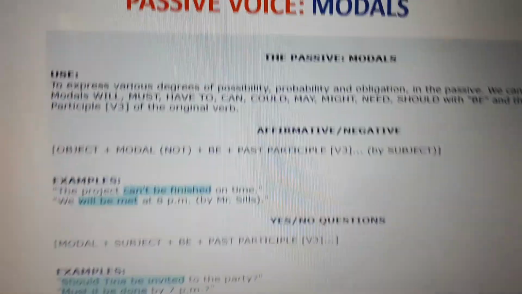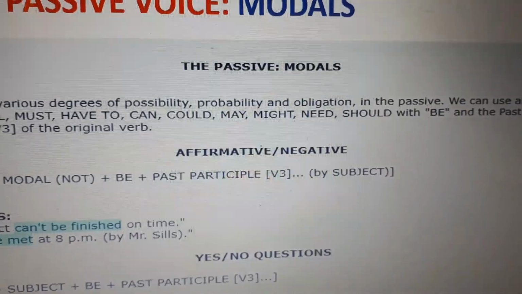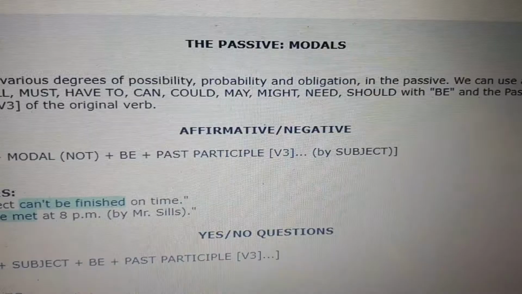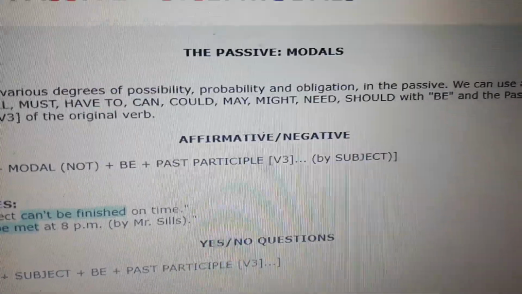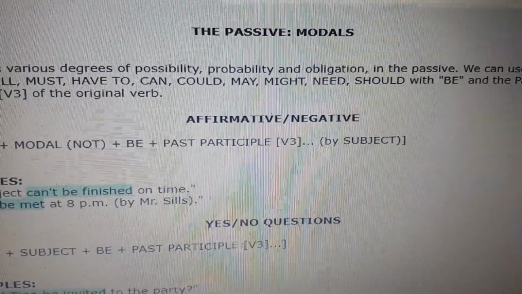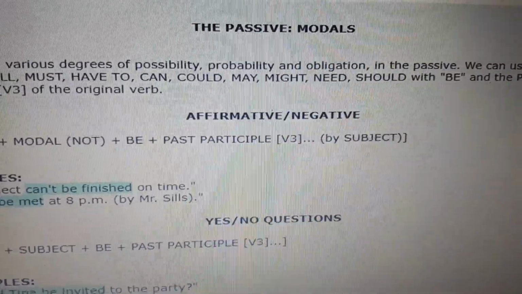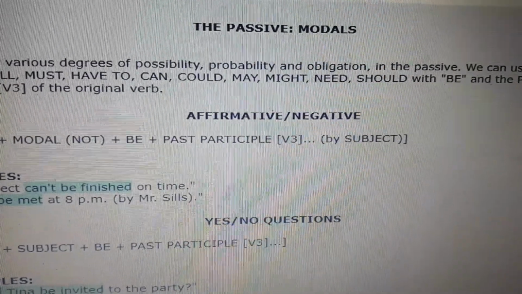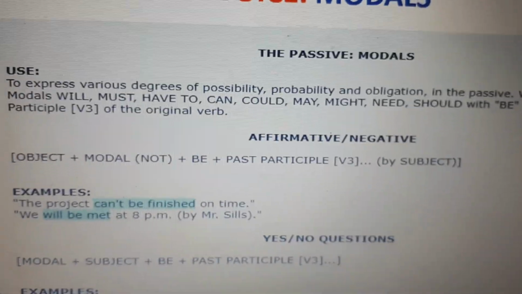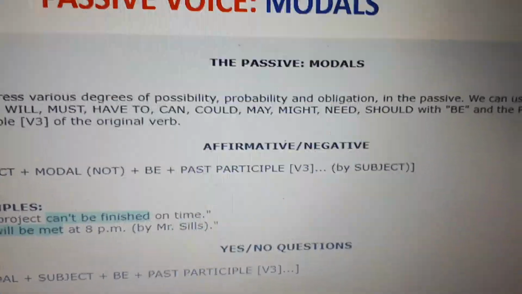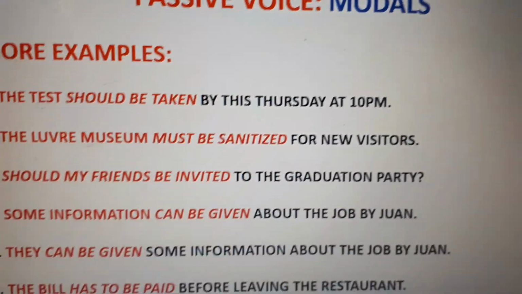Remember, if it is a strong obligation, it is have to, or had to in past, or has to. If it is a moral obligation, it is must, or mustn't. If it is advice or recommendation, it is should or shouldn't, etc. So you need to remember the meaning of each of the modal auxiliaries, okay?